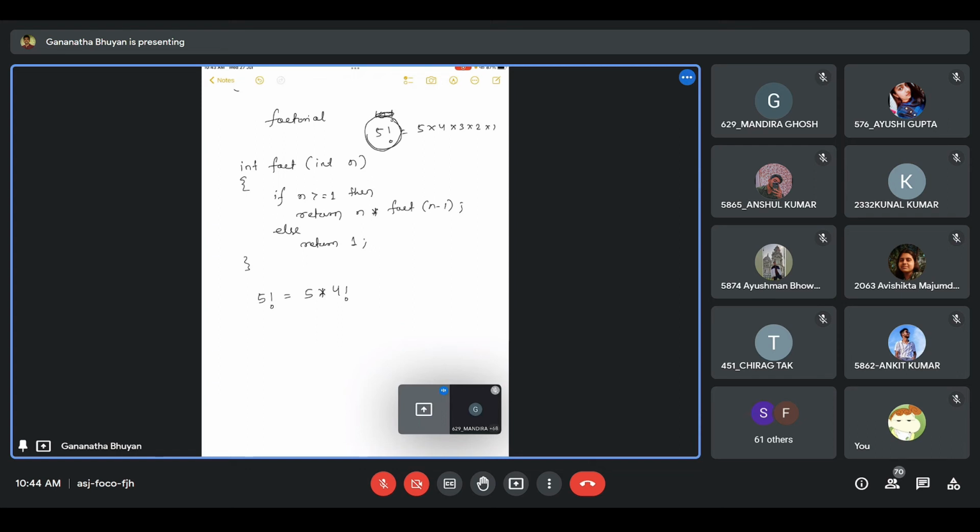I'm doing multiplication n into again the factorial of n minus 1, that is 5 into factorial of 5 minus 1. Until the value reaches 1, again it will go back to till here. Again it will find n is not. So I hope you are understanding this recursion.